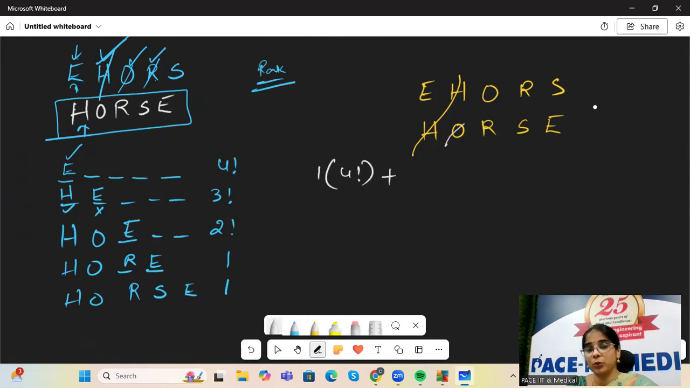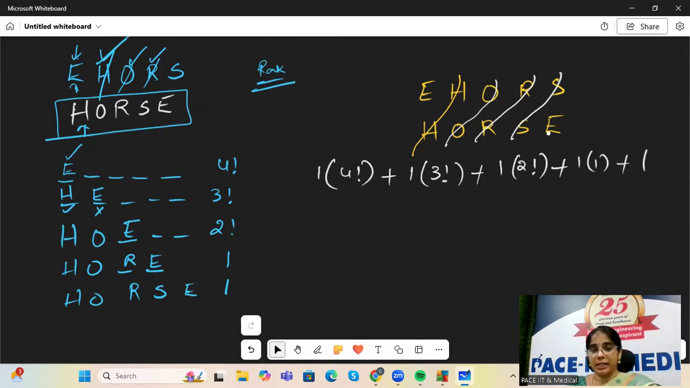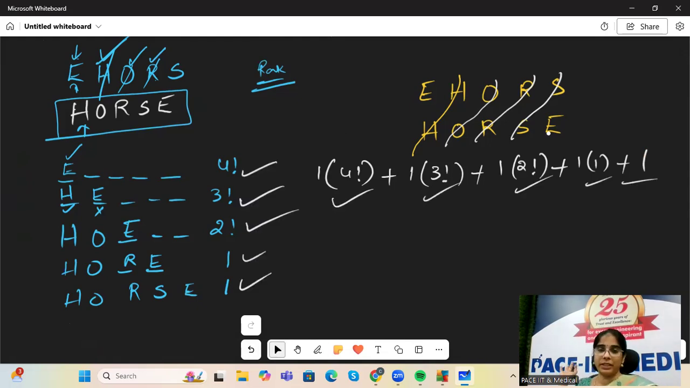Plus O with O is cut, towards left of O you just have 1 letter, that is 1. Towards right of O, you have 3 letters done in 3 factorial ways. Plus cutting R with R, towards left of R, you just have 1 letter. Towards right of R, that is 2 factorial. Plus S with S, towards left, you have 1. Towards right, you have 1. E with E, that is finally 1. Right? So is it the same? 4 factorial plus 3 factorial plus 2 factorial plus 1. The same answer is what you will be getting here as well. Right? Clear? So that is how you got rank of the word with distinct letters is what we have done.